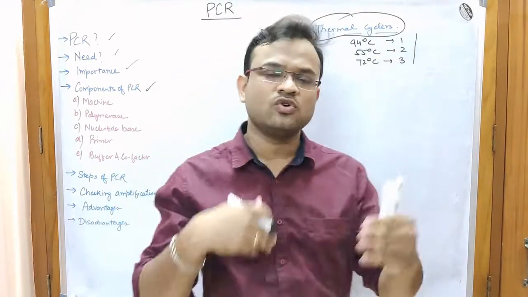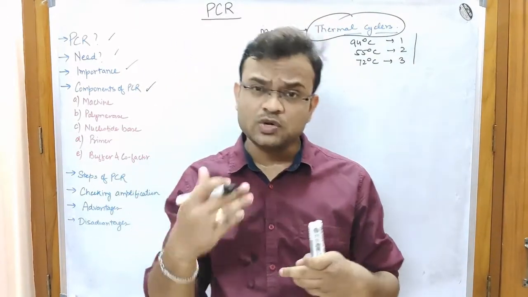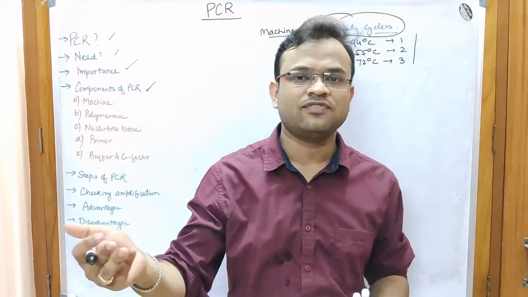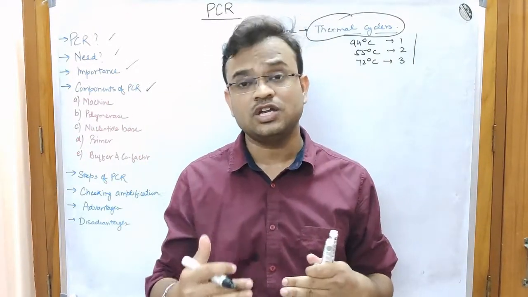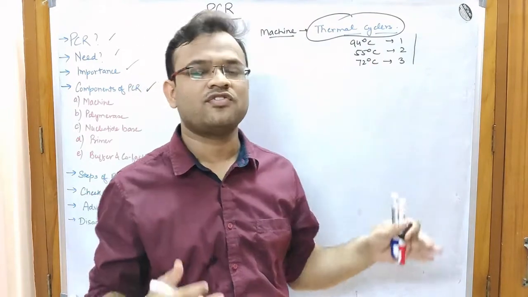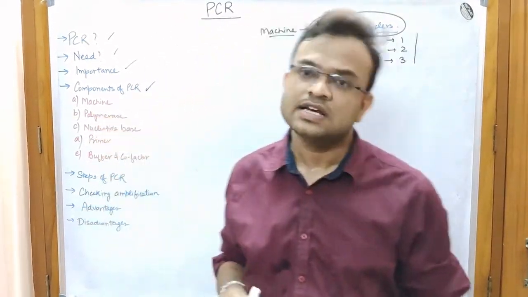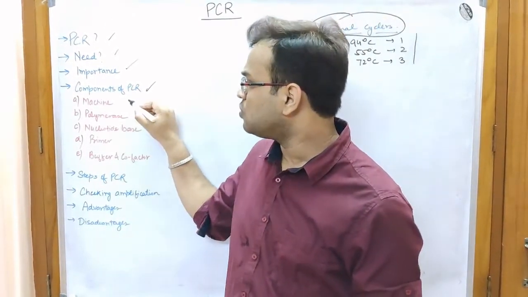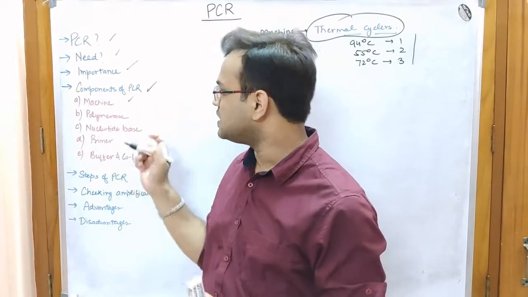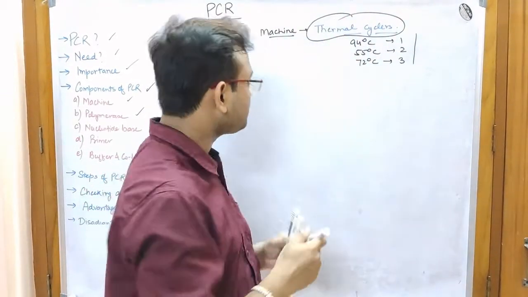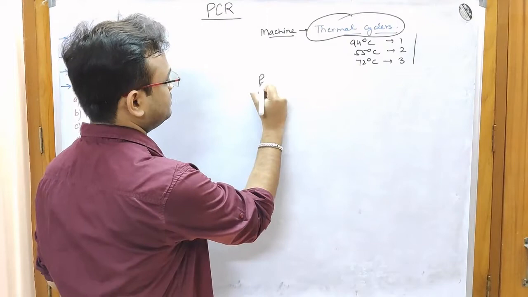That is why this machine is called a thermal cycler. A cycle goes on continuously from 94 to 55 to 72, and again 94. So a cycle goes on continuously with the changing of temperatures. That is why PCR machines are called thermal cyclers. Okay, so we have understood about the PCR machine. Now let us talk about polymerase.